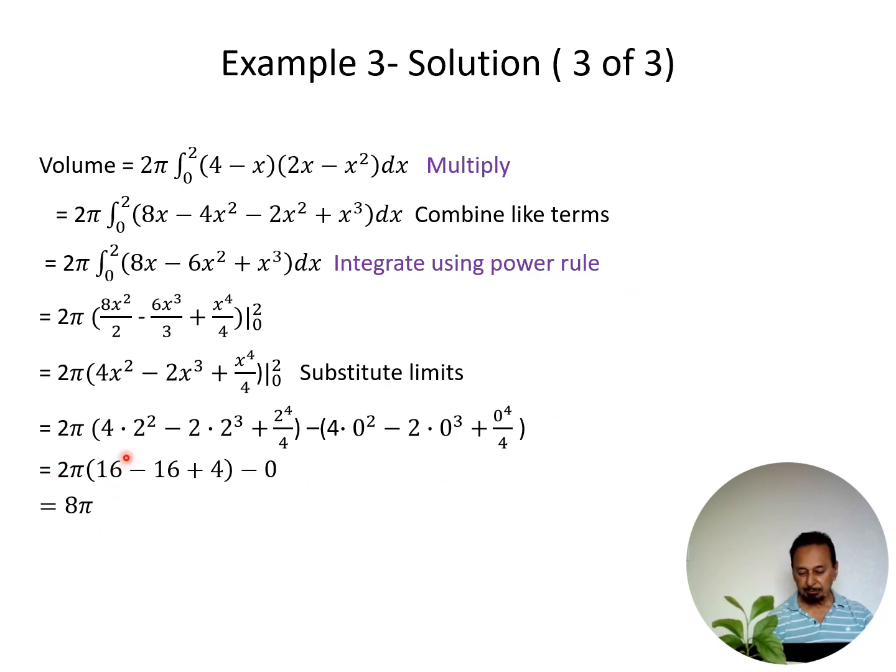So we simplify this one. 2 squared is 4, 4 times 4 is 16. 2 cubed is 8, 8 times 2 is 16. And 2 to the 4 is 16, divided by 4 is 4. The 16s cancel out, so you get 2 pi times 4, which is 8 pi. So that's the volume of the solid of revolution.